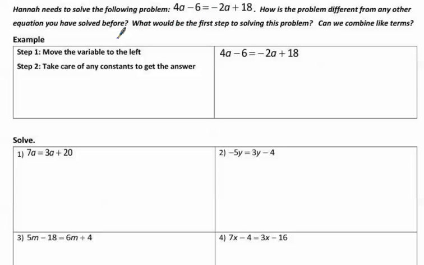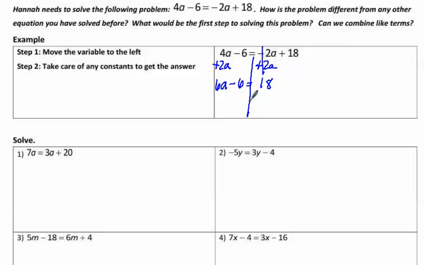In the first example, you need to move the variable to the left. I'm going to draw a line to separate the two sides. I have a negative 2a. The inverse operation of this is a positive 2a. So I'm going to add 2a on both sides. This cancels. 4a plus 2a is 6a minus 6 equals positive 18 that's remaining on the other side.